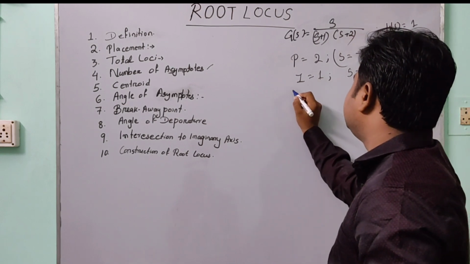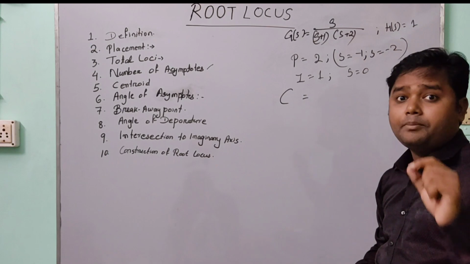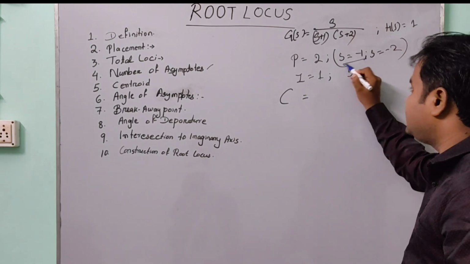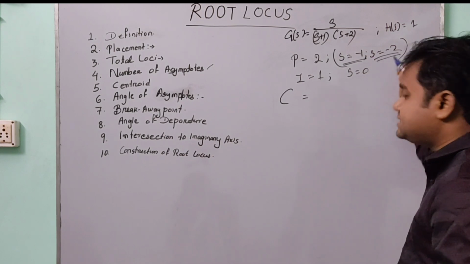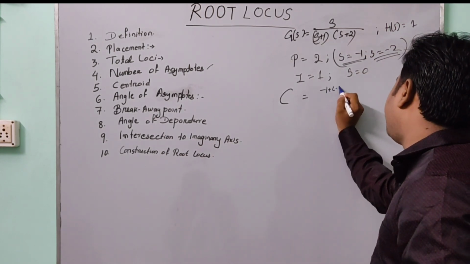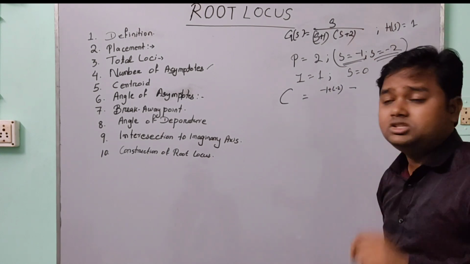The centroid formula is C equals the summation of the real poles minus the summation of the zeros. Real pole means s equals minus 1, it is a real pole, and s equals minus 2, it is a real pole. So its summation is minus 1 plus minus 2.